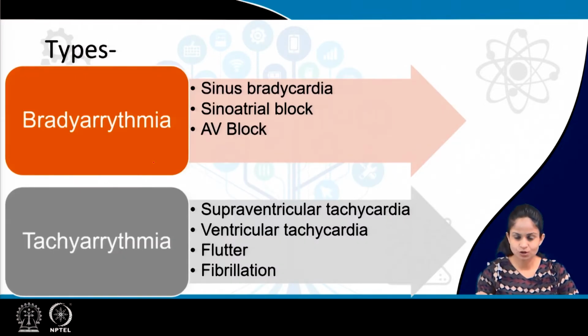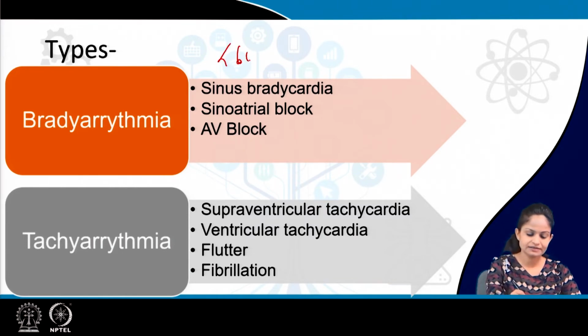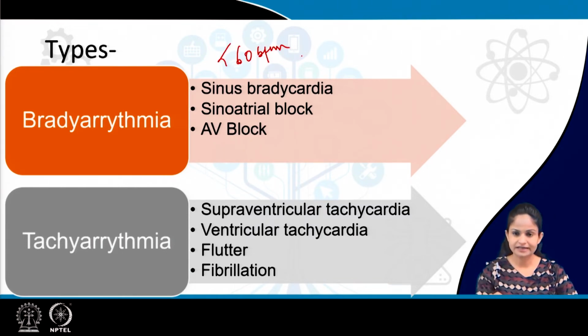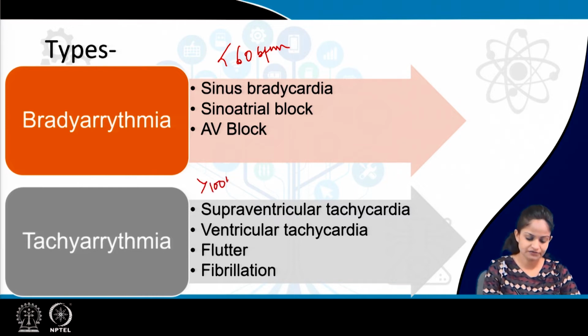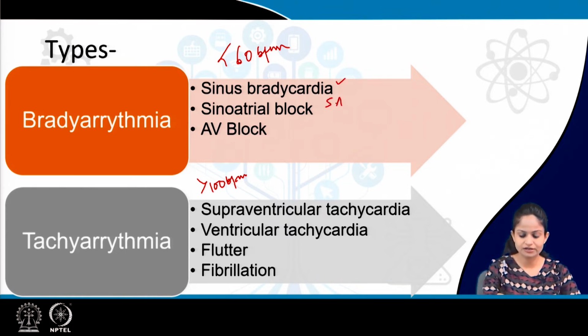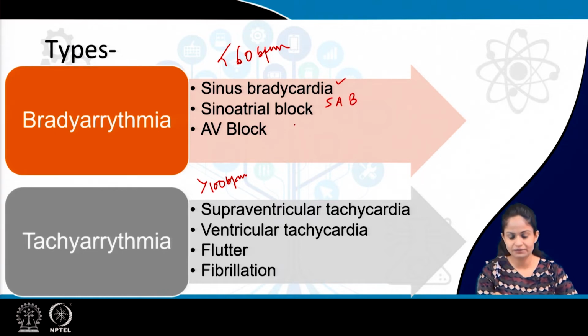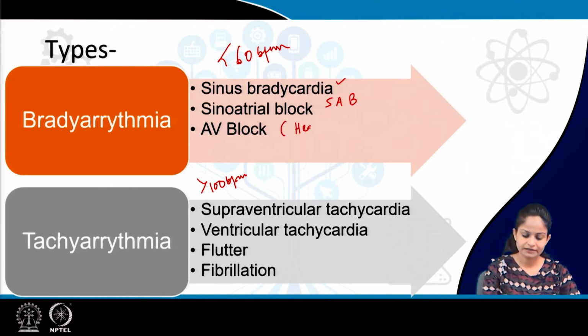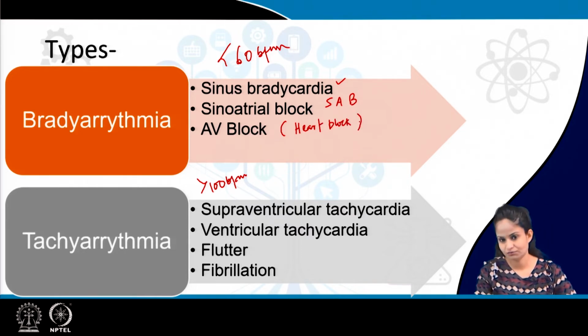Now what are the types of cardiac arrhythmias? As I told you, bradyarrhythmias means the beating is less than 60 beats per minute, and tachyarrhythmias means more than 100 beats per minute. In bradycardia, there is sinus bradycardia, there is sinoatrial block, and there is AV block, which in layman's terms we call heart block. So there is AV nodal block, or atrioventricular block, or heart block. There are different types of blocks, and we will discuss that.